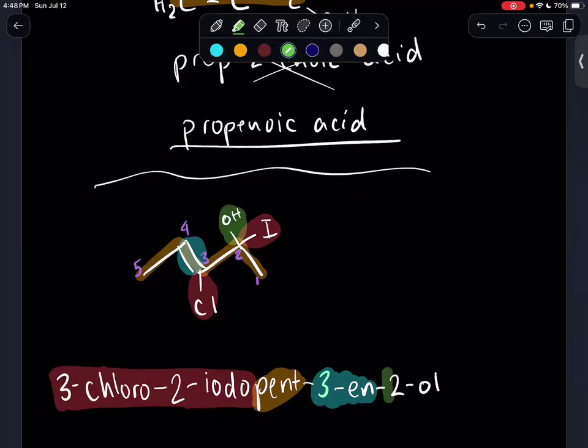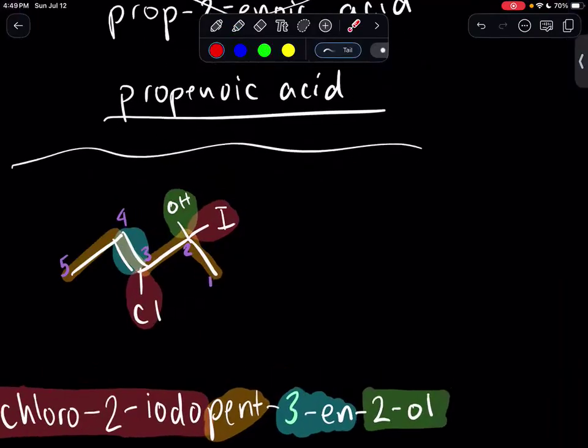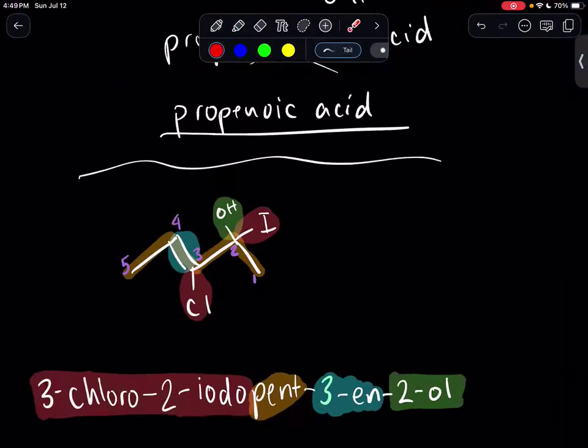And this is how we name a larger compound. Take it step by step, just go through the parts, make sure that you find your highest priority and make your numbering from there. And once you have your number set on your parent chain, you can work out the rest. So once again, this is 3-chloro-2-iodo-pent-3-en-2-ol. And that is it. If you can solve this no problem, then this is about as hard as it will get for the DP exam.